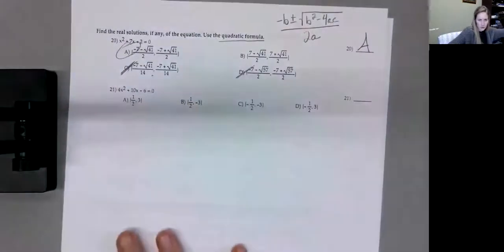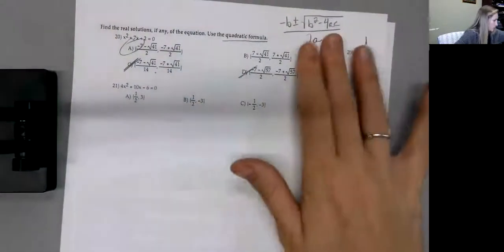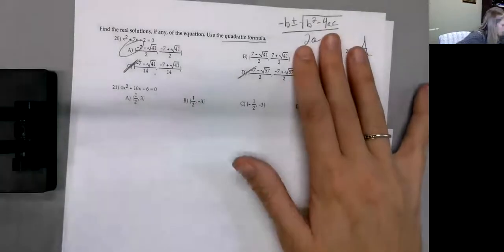Okay, so picking up where we left off, we're going to start with number 21. On 21, they instruct us to use the quadratic formula. I'm trying to grab a pen. Let's use this one because it erases.